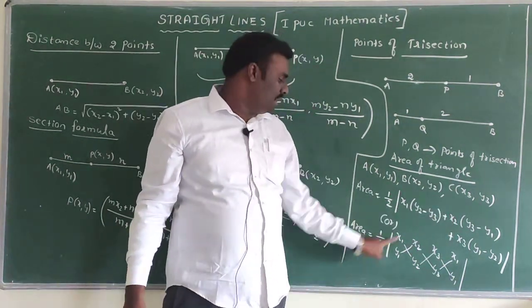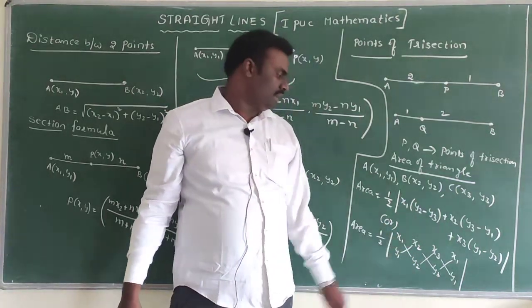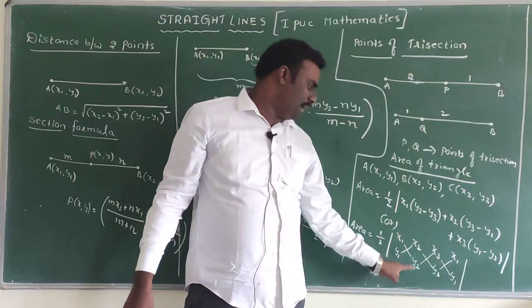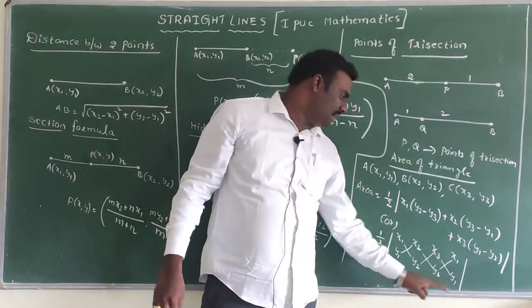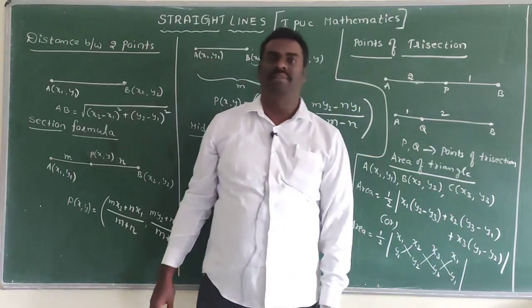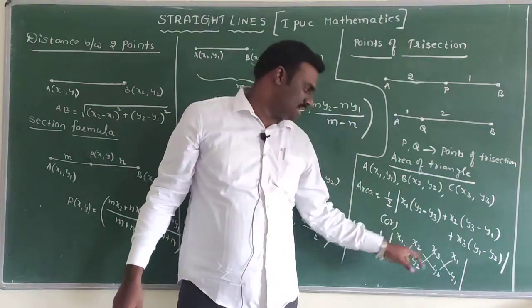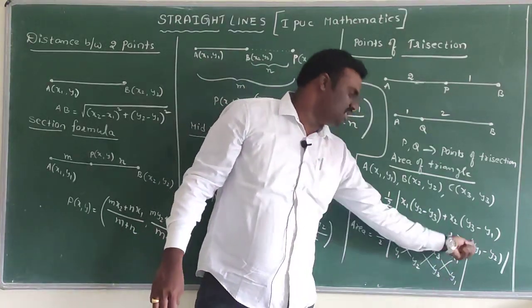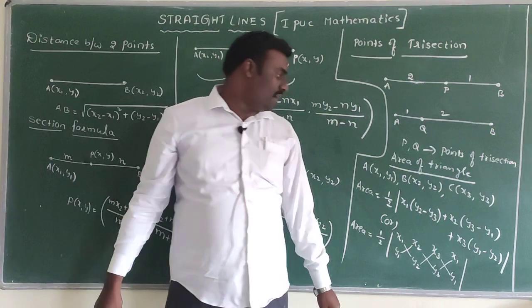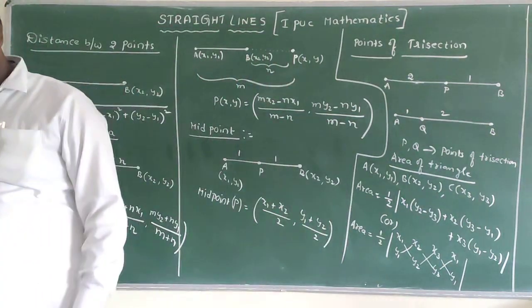Here what we got: x1 y2 minus y1 x2, plus x2 y3 minus y2 x3, plus x3 y1 minus y3 x1. You multiply these two, minus these two, plus these two, minus these two, plus these two, minus these two. This is also one formula for finding the area of a triangle.